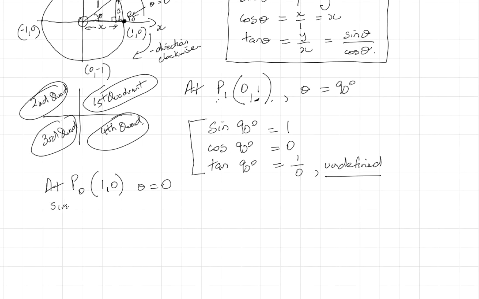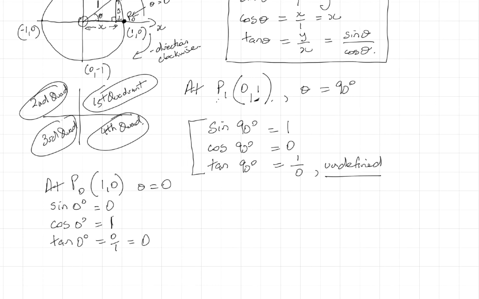Okay, so the sine of 0 degrees, sine is equal to the y-coordinate. The y-coordinate here is equal to 0. Sine of 0 is 0. The cos of 0 degrees, cos is equal to the x value, which is equal to 1. And the tan of 0 degrees is the y-coordinate divided by the x-coordinate, 0 over 1. And 0 over 1 is defined. 0 divided by 1 is equal to 0. So here we have the sine, cos and tan of 0.